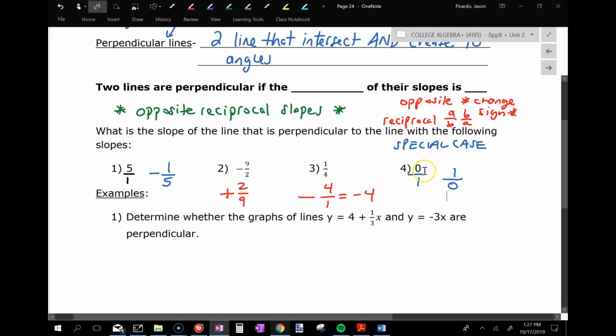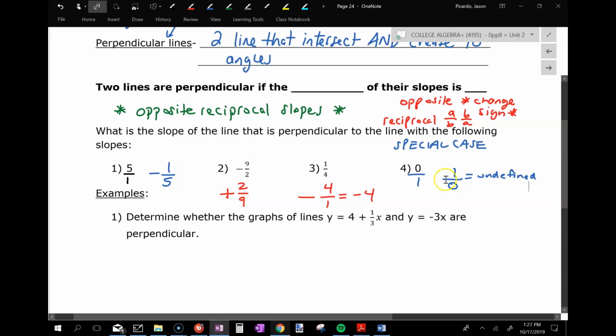Okay, actually, what's 0 divided by 1? 0. 0 divided by 1 is 0. So that's why 0/1 was 0 to begin with. But what's 1 divided by 0? It's not 0. It's undefined, right? You can't. Want me to explain it to you? This is 0. This is undefined.